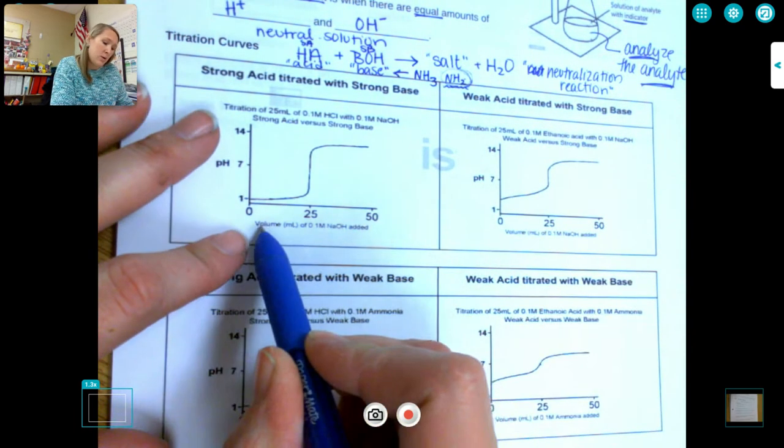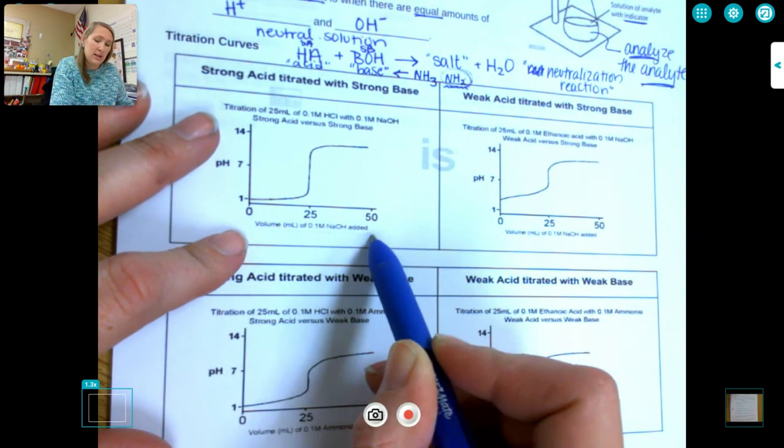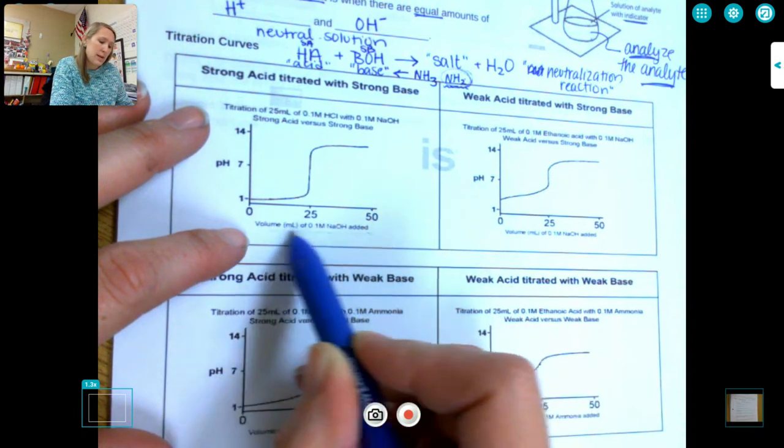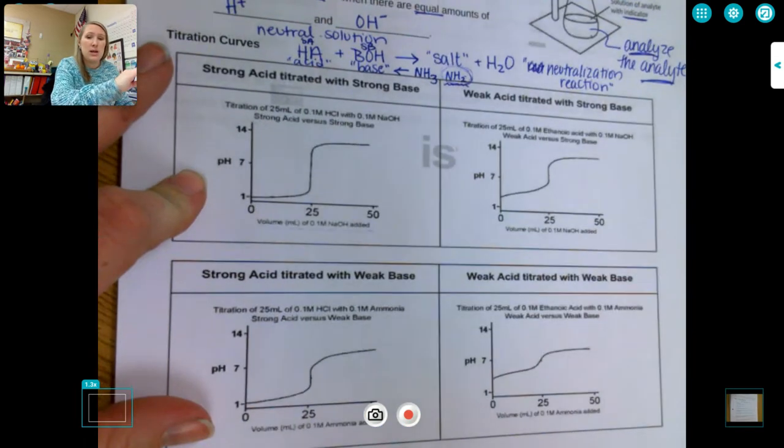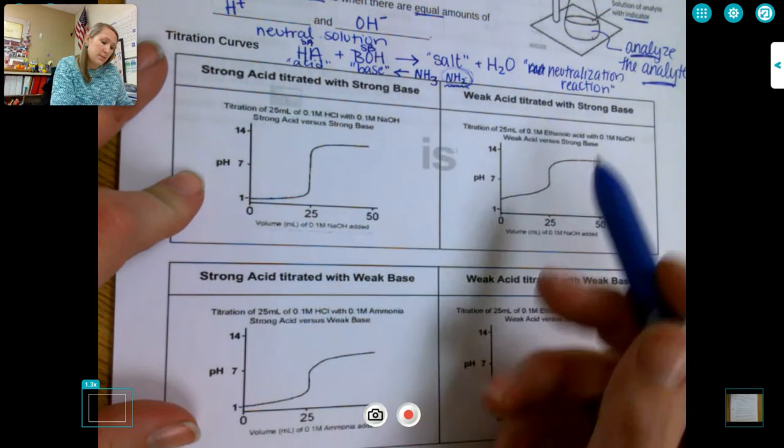We will have our analyte added. That is the thing we can control, so that goes on the x-axis. And then what's dependent upon that is our pH, and so our pH goes on the y-axis.